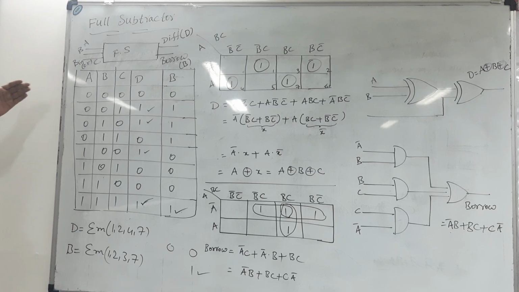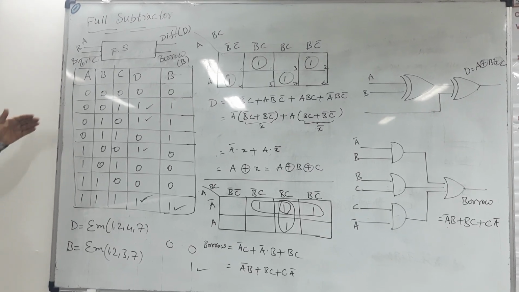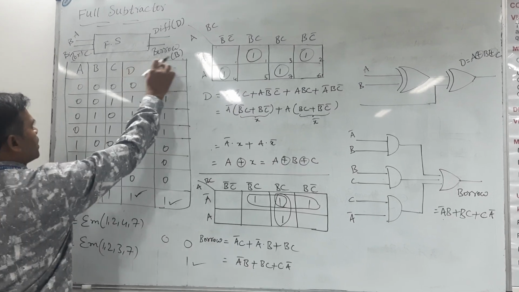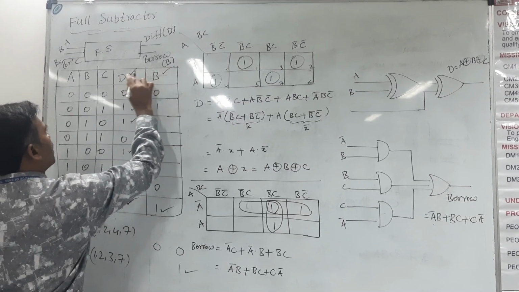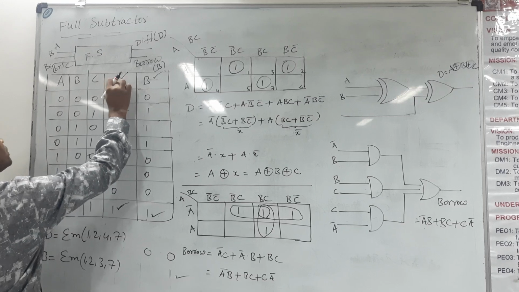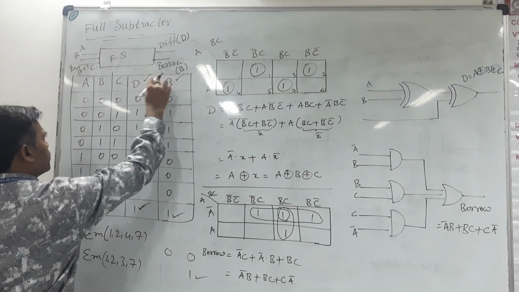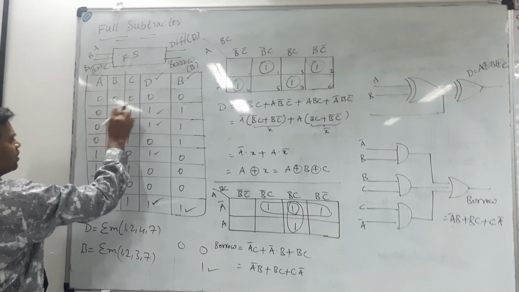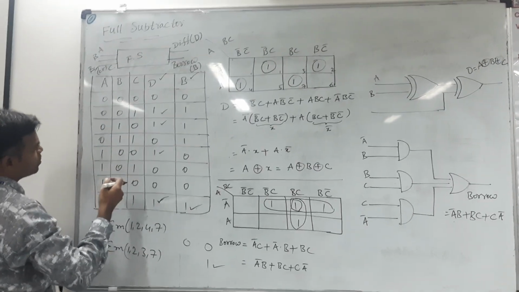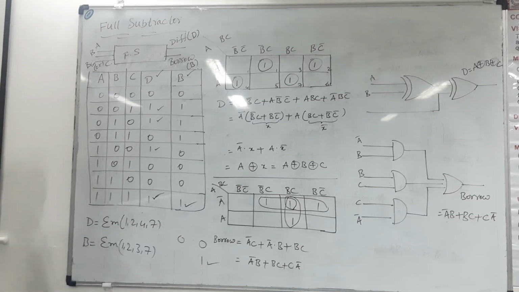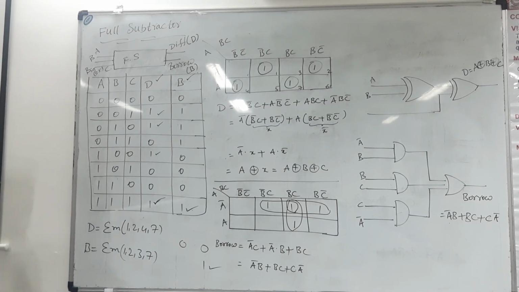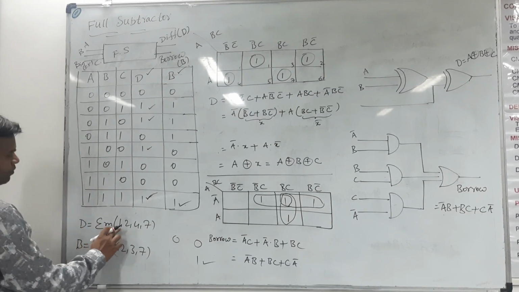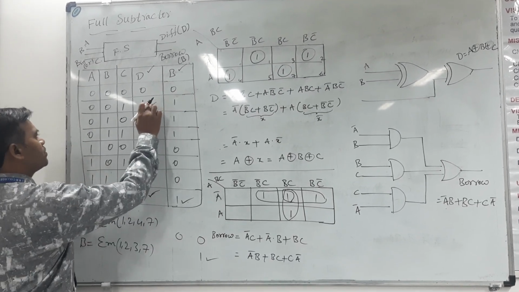Once you have constructed this full subtractor truth table, go through the output columns. One output column is the difference, the next output column is the borrow. In the output column, wherever ones are present, consider those input combinations, express them in algebraic form, and put them in minterm form. Then it becomes D is equal to sigma m of 1, 2, 4, 7. So here this is 1.